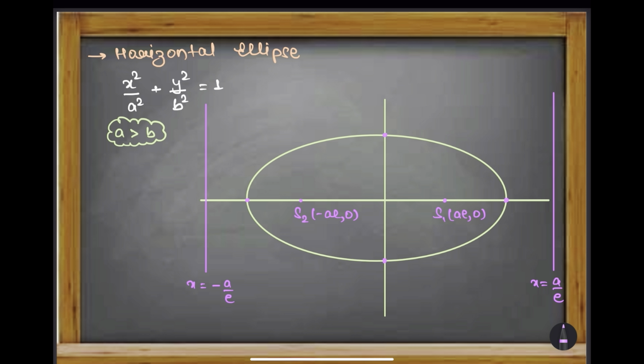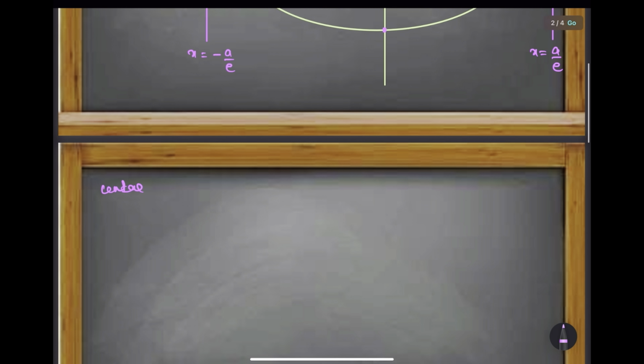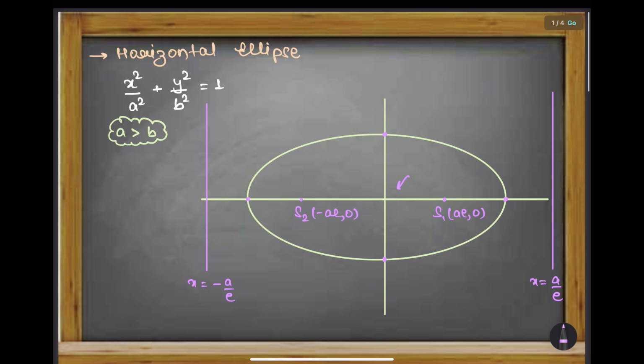Okay, now look at this. I'll proceed, and I'll be talking about so many points. So the point number 1, center. So you know that this is the center. So center is 0 comma 0. Okay, so it is 0 comma 0.